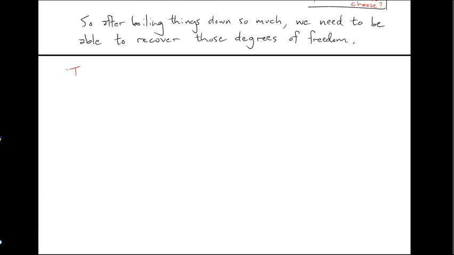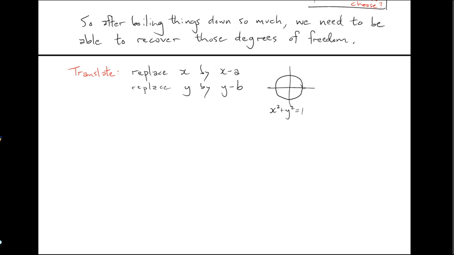This is maybe familiar. We can translate by replacing, for example, x by x minus a, or y by y minus b. So for instance, if you have a unit circle centered at the origin, if you shift x and y, you can get a circle centered at the point (a, b). This equation would look like this. So that's translation.